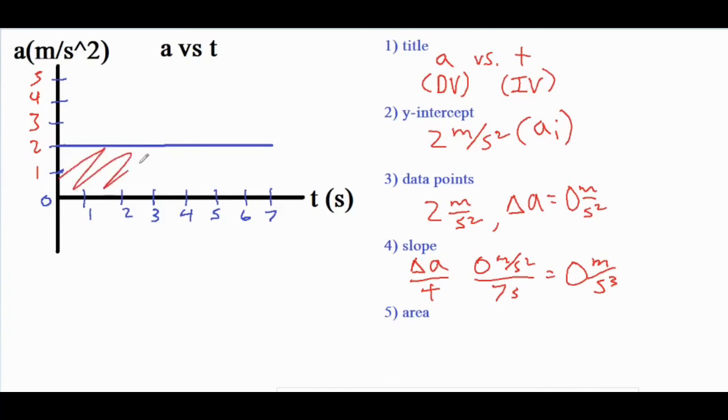So for the final one, we have the area. So the area for this one works out pretty nicely because it's basically just a rectangle. So it goes up 2 and over 7. So the area is going to be 14. Okay, now is that 14 going to be useful to us?